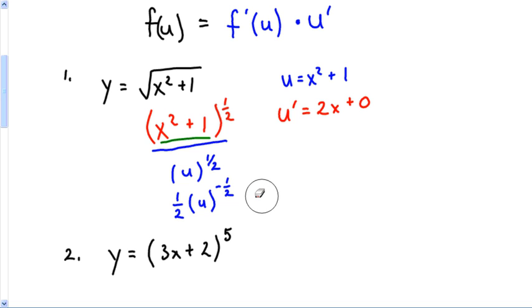I'm going to erase that u prime out of the way and put what I'm going to multiply by, which is 2x. Now what happens when we multiply this together? We end up with 2x over 2 times u. Now, instead of writing out u, I'm going to write what u is supposed to be. This was just to help you learn how to do it. You're not going to do this substitution all the time. So instead of u, I'm going to write x squared plus 1.